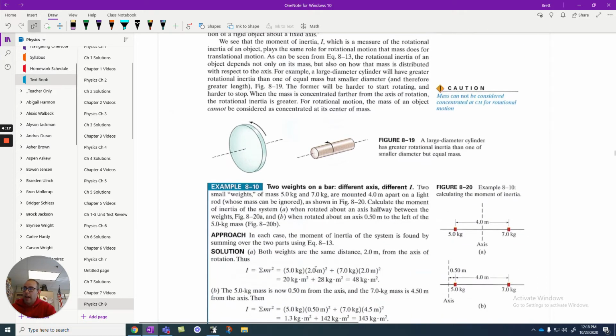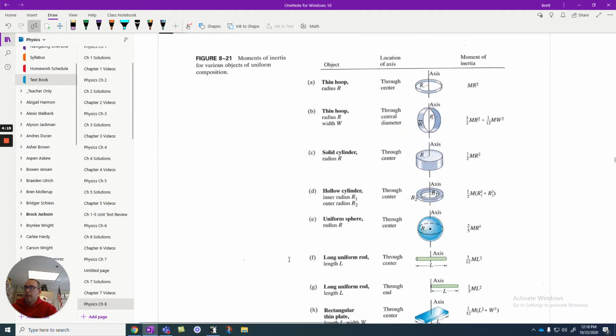So let's take a look at some of these formulas and how they are applied. We're really only going to look at a few of these. We will do a thin hoop, which we're going to treat the same as a thin ring, a solid cylinder, and a uniform sphere. These are the three that we'll talk about in class pretty consistently.